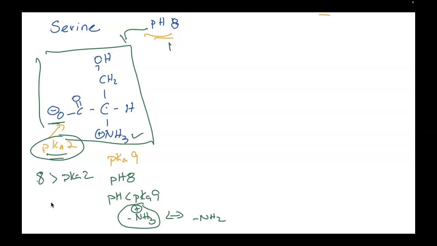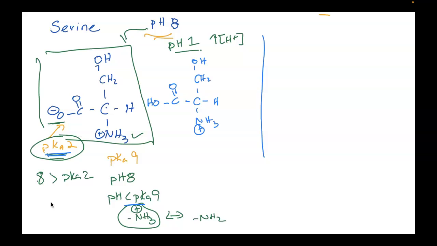Well, what if we went to pH 1? pH 1 is very low pH, which means very high concentrations of H plus in solution. So things are going to tend to be in their protonated states. And at pH 1, it's lower than the pKa of 2, and it's lower than the pKa of 9. And so both of them are going to be in their protonated states, which would look like this. So that's what serine would look like at pH 1.